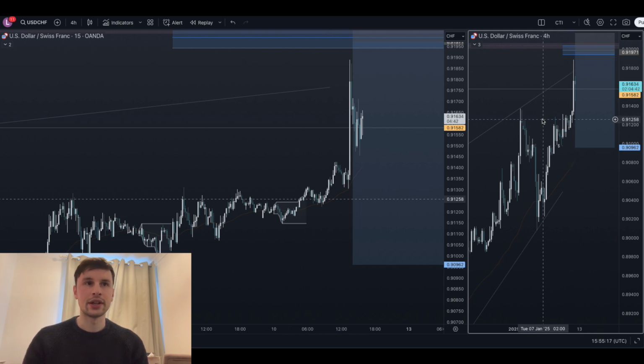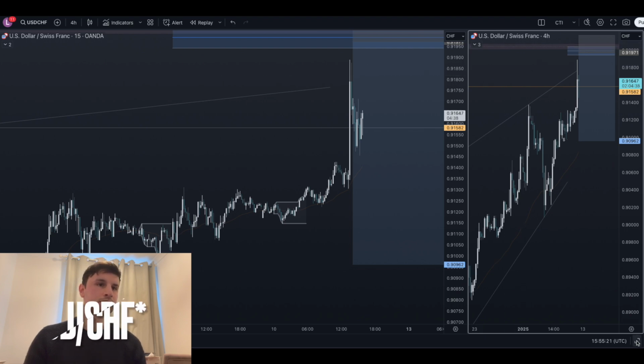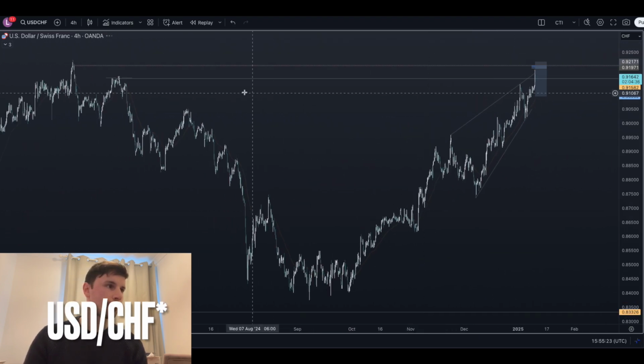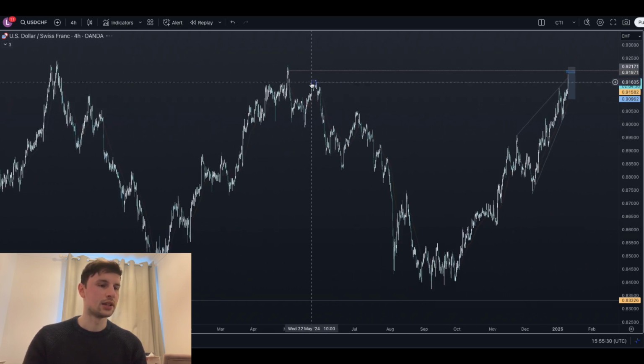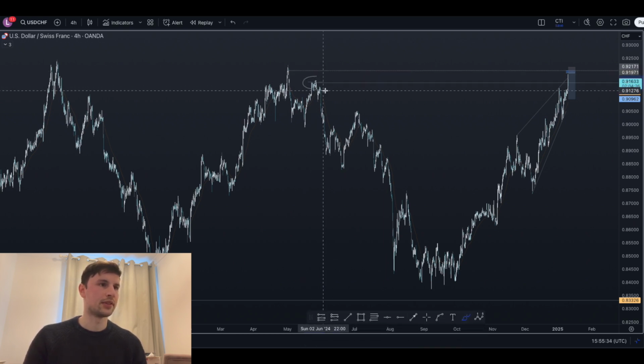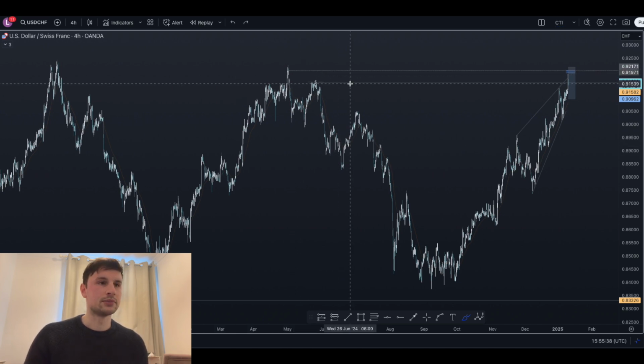This is a swing trade on pound Swiss. So we can see here, we're up at the extremes. We've had this big run up. We've taken out this liquidity here to the left. I have to bring my drawing tool up. So we've had this liquidity here swept. We're coming up into the extremes.